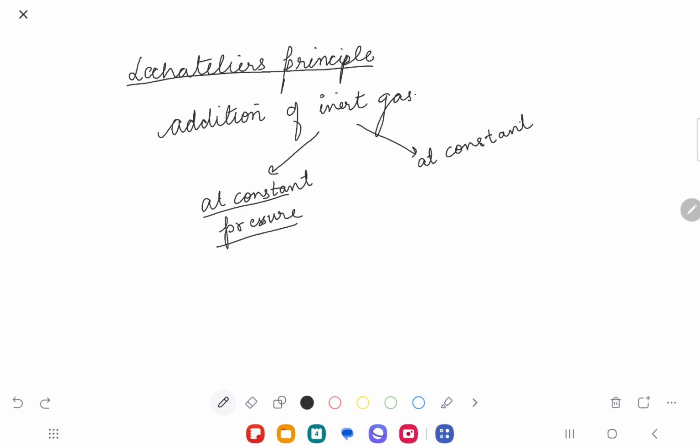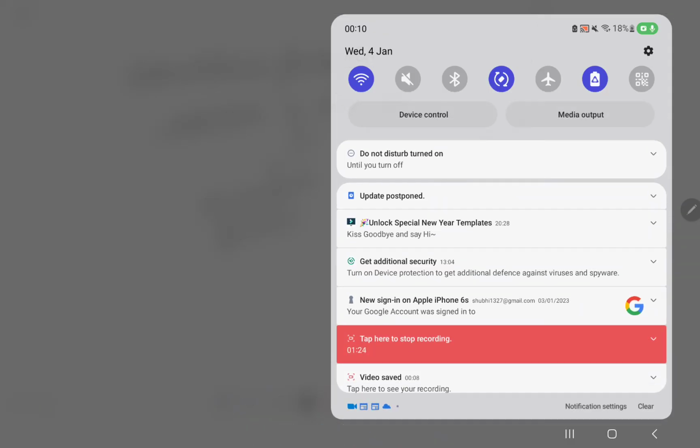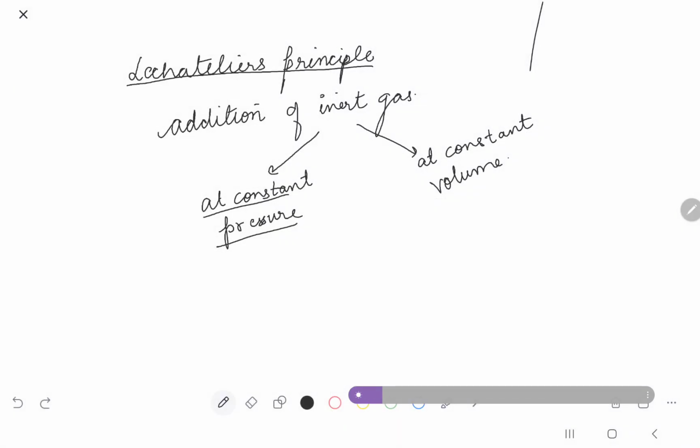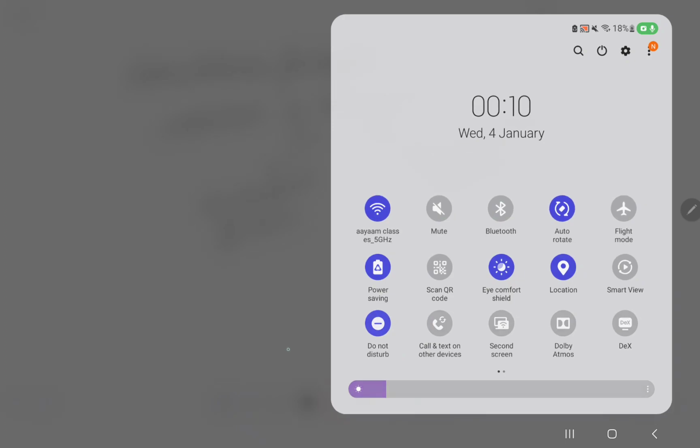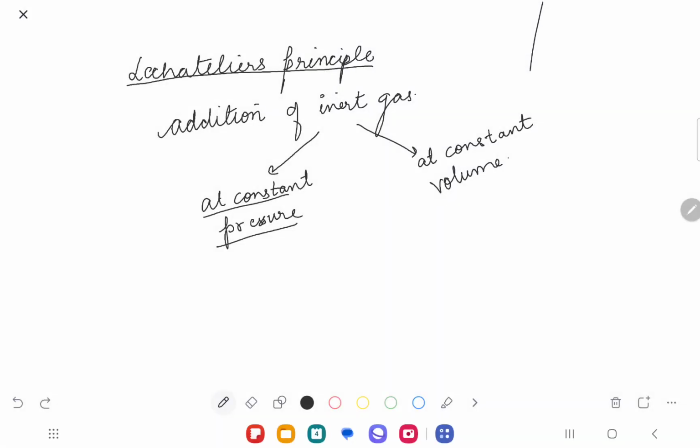So both of them had different impacts, and both of them would shift the equilibrium to different situations, at constant pressure and at constant volume. So how would that be? Just understand. When I say addition of inert gas at constant pressure and at constant volume, now just have a look. So it would be something like this. Now, what is happening?